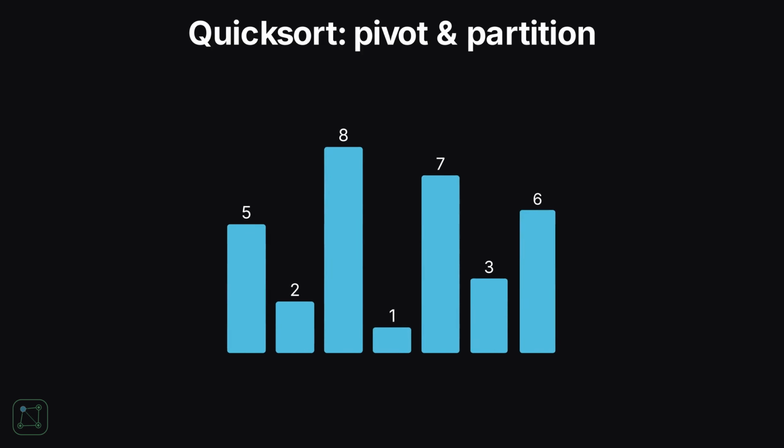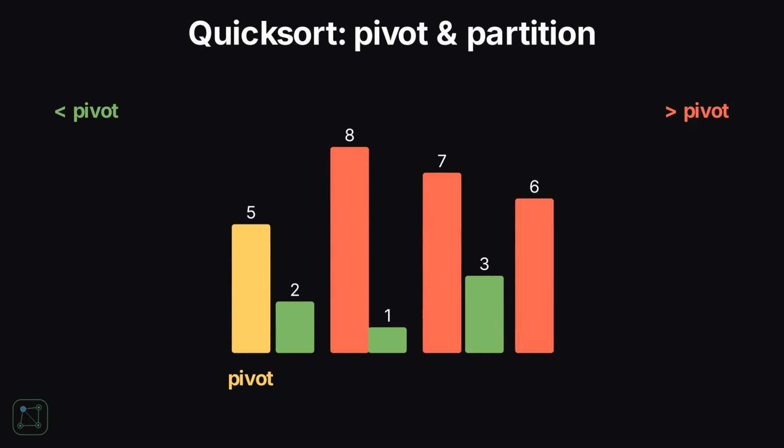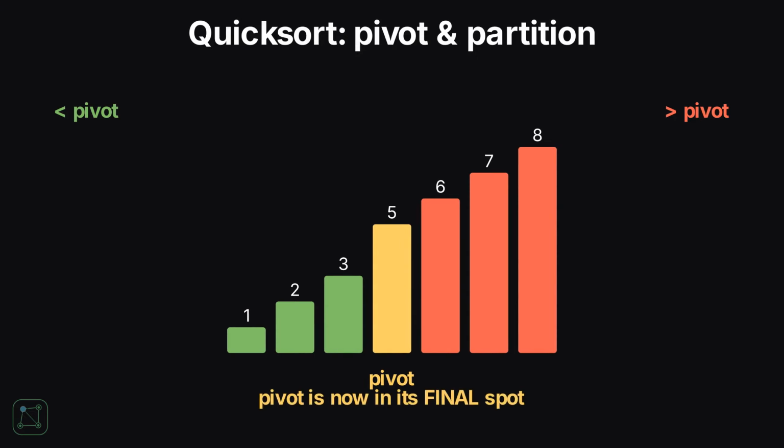Quicksort does the work up front in the split. Pick one element, call it the pivot. Now partition. Walk the array and shove everything smaller than the pivot to its left, everything larger to its right. After one pass, the pivot is sitting in its final, correct position, even though nothing else is sorted yet. Then you do the same thing to the left chunk and the right chunk. Pick a pivot, partition, recurse. Each level places more pivots, the chunks get smaller, and the whole thing falls into order.